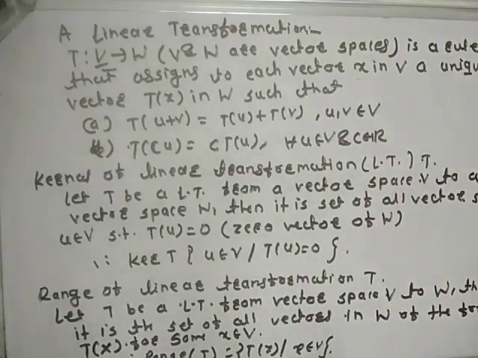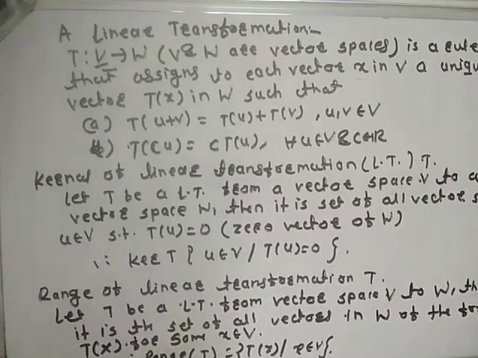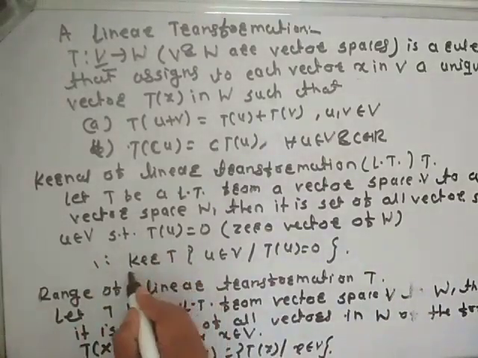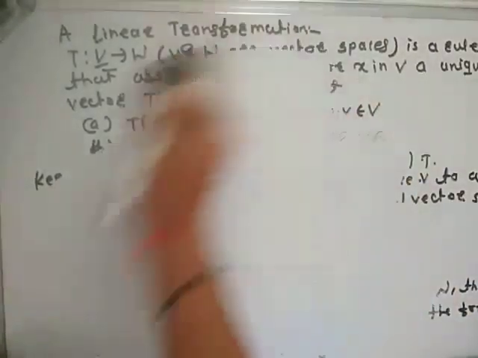In particular, if T is a matrix transformation, then the range of T is the column space of A. Note this. This is the kernel of a linear transformation and this is the range of a linear transformation. These two are very important definitions, so keep that in mind.